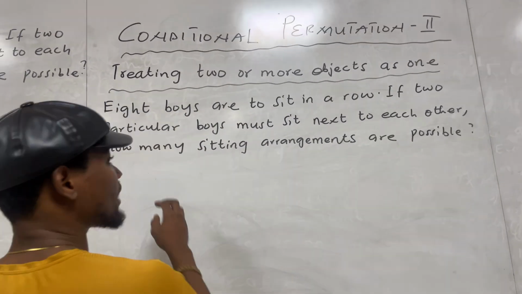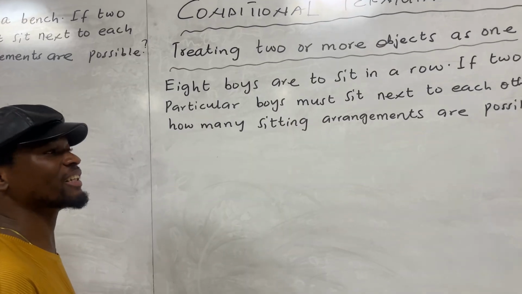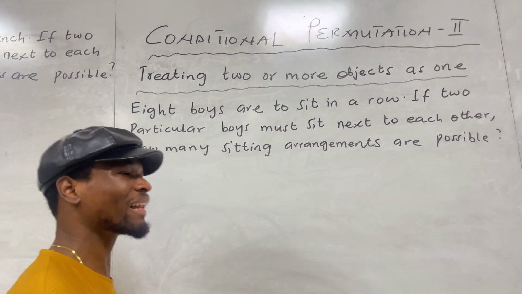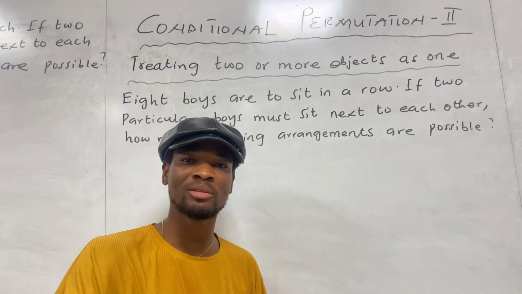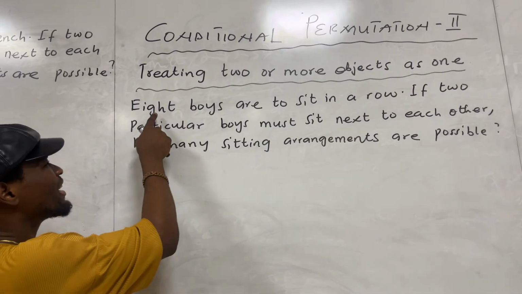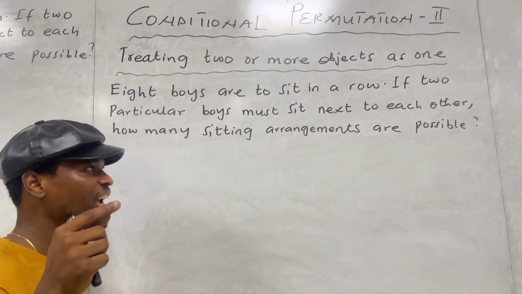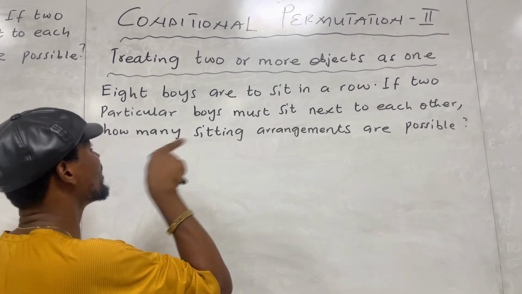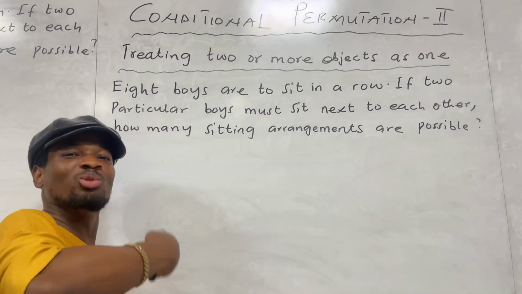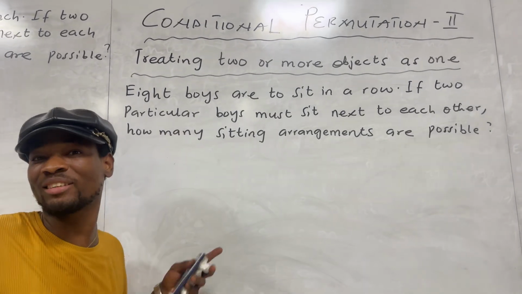So let's appreciate the question. Eight boys are to sit in a row. We've been doing this all this while, whenever we attend lectures, we are going to write exams, even in churches. But here, eight boys are to sit in a row, and now there's a condition: if two particular boys must sit next to each other, how many sitting arrangements are possible?